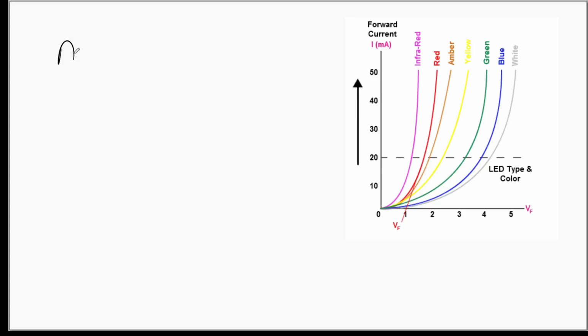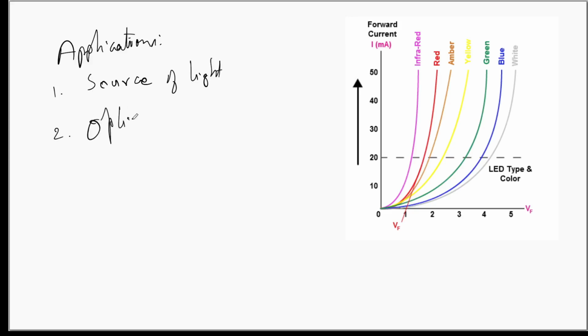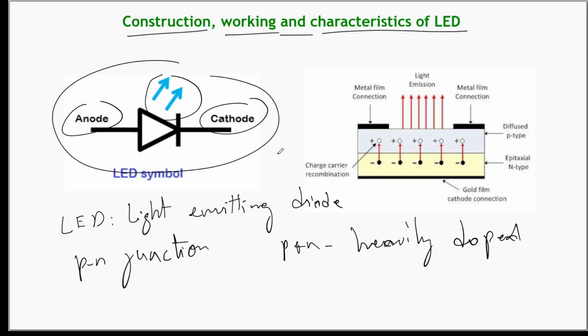Now we shall look at the applications of LED. The first application is they can be used as source of light. They can be used in optical communications. They can also be used in display panels. In this video, we have seen what an LED is. The LED is an abbreviation for light emitting diode. A light emitting diode is a typical PN junction diode. The difference is both P and N materials are heavily doped. In a circuit, LED can be represented using this symbol.